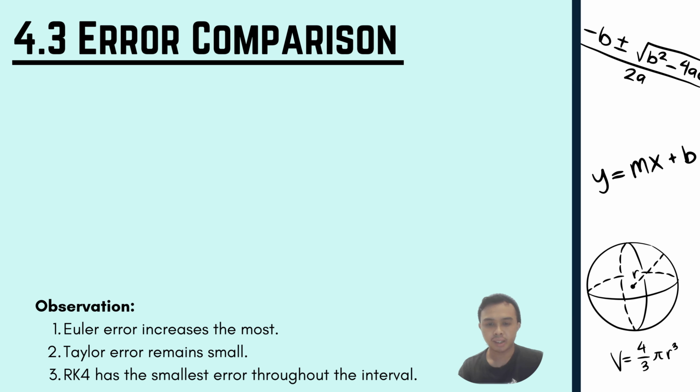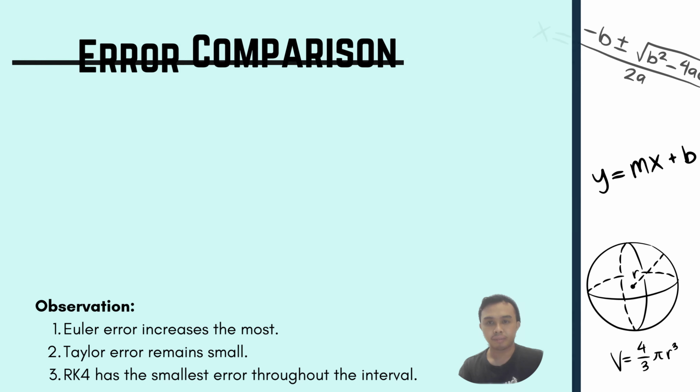Taylor error remains small throughout the interval because it includes the second derivative term. RK4 has the smallest error overall, with a value close to 0. This shows that RK4 is the most accurate method among the three methods.